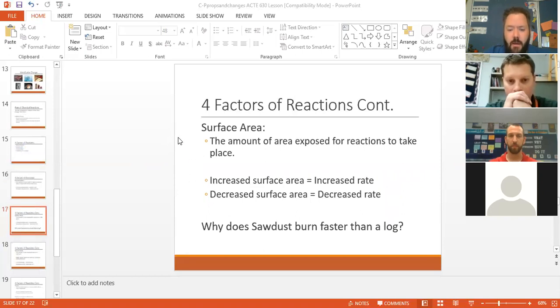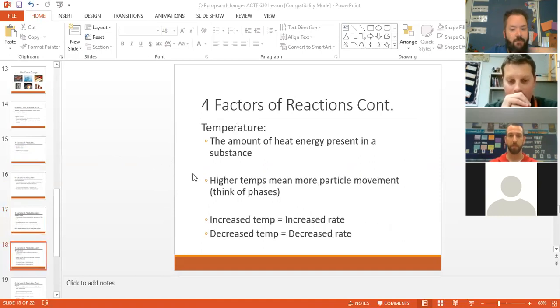For surface area, if you have an increased surface area, you're going to have a higher rate. This is why, well, you tell me, why does sawdust burn faster than a log? Can somebody answer for me? How about Mr. Maston? Why would you think cutting up a log would make it burn faster? Because it's not as, I guess, dense. Right. Okay, good. So instead of having one big chunk, you have a whole bunch of little chunks that you can set on fire and therefore increase the amount that's reacting with the fire. Excellent. Okay. Next we have temperature.